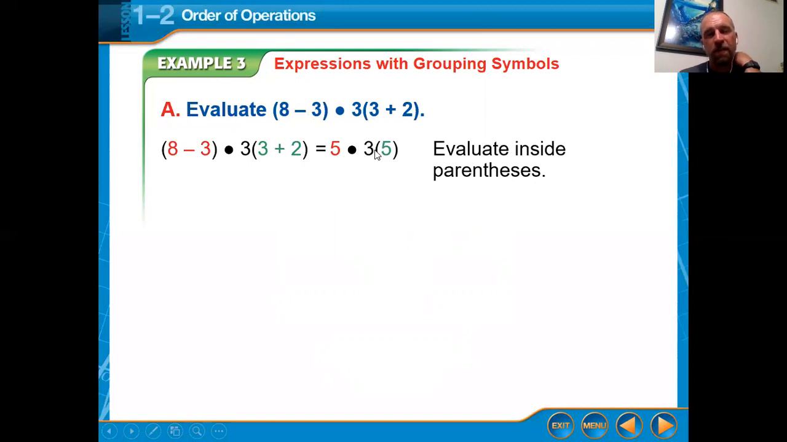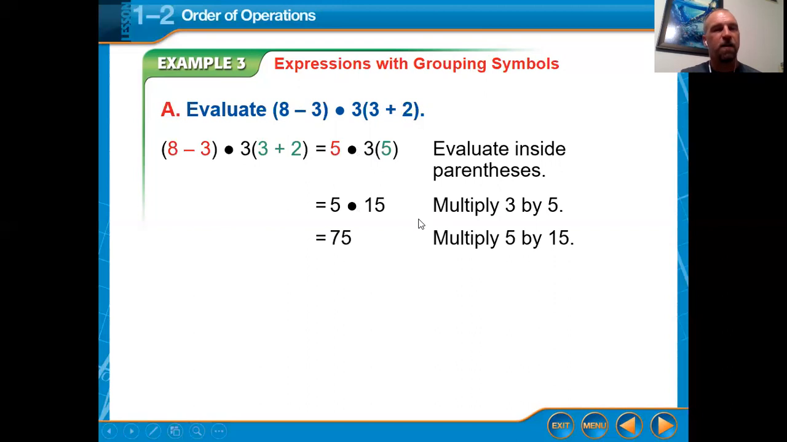Well, remember, a number next to parentheses, that's another way to write multiplication. So this is all multiplication. It's 5 times 3 times 5. So you can do this in either order now because of the commutative property of multiplication and the associative property of multiplication. I'll multiply it in the order it's in. 5 times 3 in the front. 5 times 3 is 15. And then 15 times 5 will give me 75.